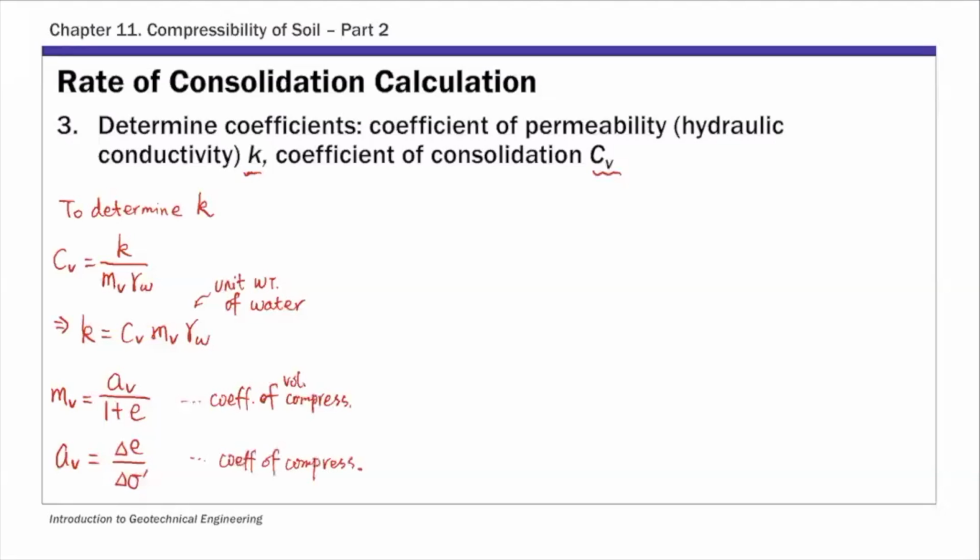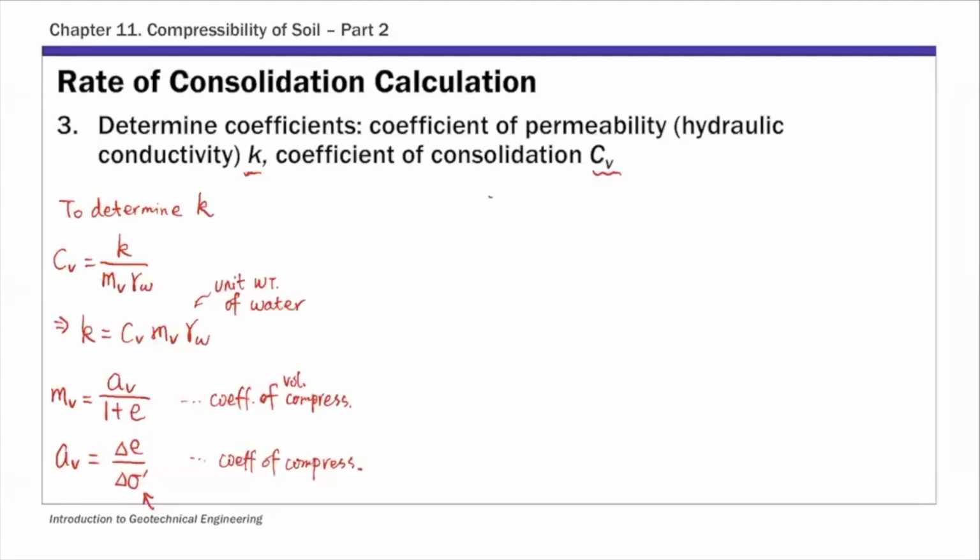And for this type of problem, typically you're given the void ratio change and the corresponding stress change. Okay, so you're given this delta e, delta sigma prime. Then you can calculate the permeability. So that's to determine permeability.